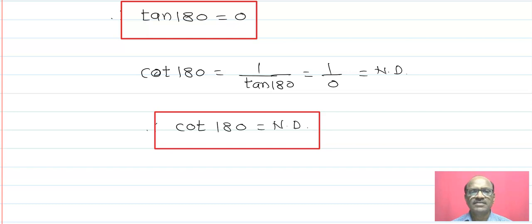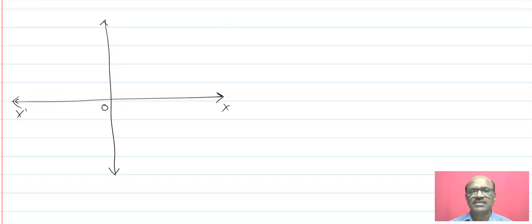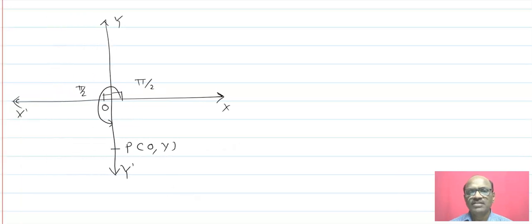Now we'll take the next angle, that is 270. 270 means what? 3 pi by 2. Now see this, the terminal is on the negative y-axis. The point P, whose coordinate is (0, y), is making an angle of pi by 2 and pi by 2 more. All this makes 3 pi by 2.